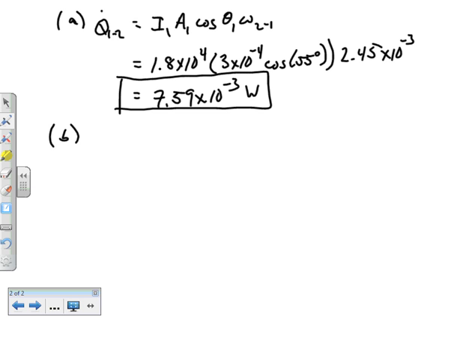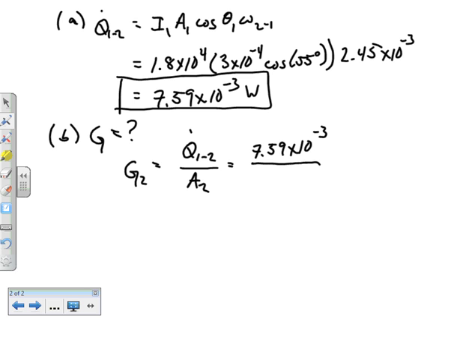And for part B, we're trying to find what our irradiation is, G, and our irradiation is equal to Q dot that goes from 1 to 2, divided by the area A2, which is just equal to 7.59 times 10 to the minus 3 divided by 8 centimeters squared, or 8 times 10 to the minus 4 meters squared. And this is going to equal 9.49 watts per meter squared. And those are your answers.